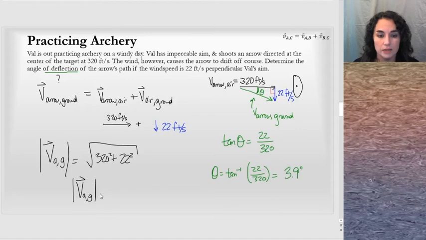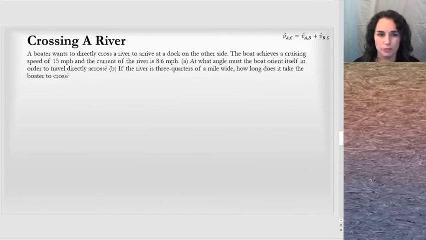The velocity of the arrow with respect to the ground, if you run this through the calculator, is 320.75 repeating feet per second. So it doesn't throw the speed off very much. It doesn't throw the arrow off very far, but it's not at the bullseye when it gets there, and that's something to consider. So this is 2D vector addition with relative motion. Let's do another one just to be sure.